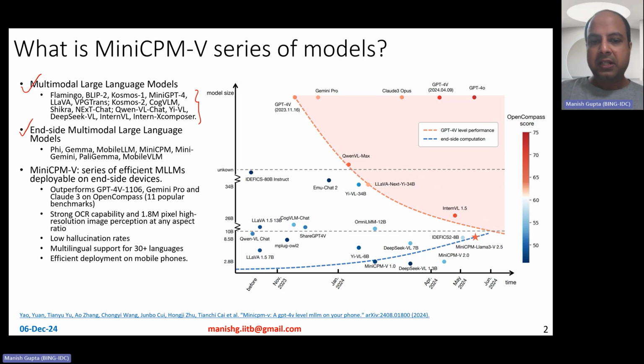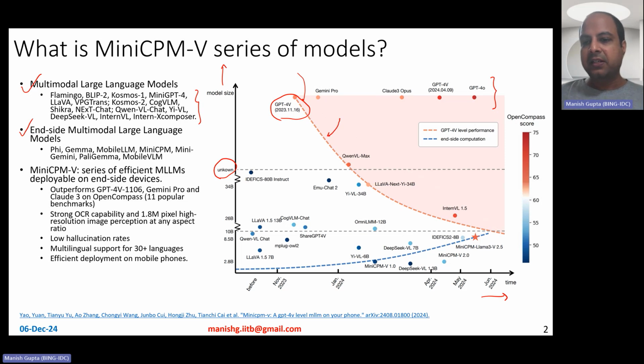In fact, in this picture, the y-axis shows you model size. On the x-axis, it shows you time. Interestingly, this red curve seems to say that initially people had come up with GPT-4V, which is pretty large in size. In fact, the actual size is unknown. The actual size for all of these closed source models is unknown. But then over time, people have been trying to come up with smaller and smaller models, as you can see from this red curve.